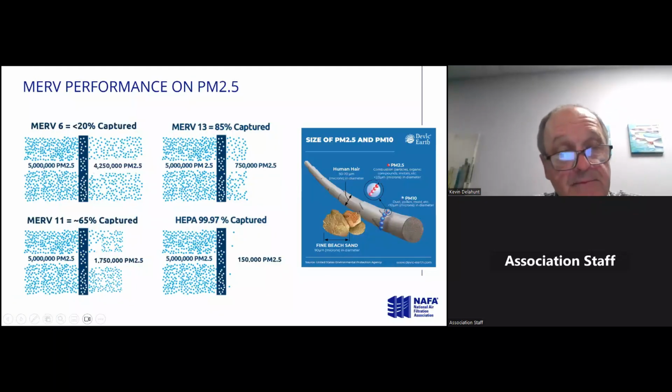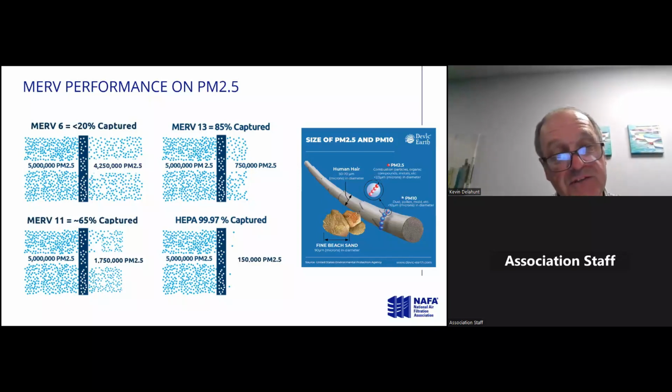So this is the chart I was talking about. We have a MERV 6 filter, MERV 11, MERV 13, and a HEPA filter. Up in the upper left-hand corner, a MERV 6 filter is less than 20% capture. We talk a lot about the efficiency of filters, what's the MERV, what's the MERV? What we really need to be conscious of is what's penetrating that filter. So with a MERV 6, if 5 million PM 2.5 size particles go through, you're going to have 4,250,000 PM 2.5 size particles penetrate. So we're really not capturing a whole heck of a lot.